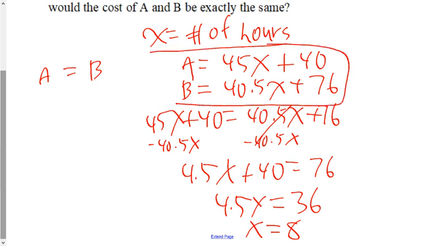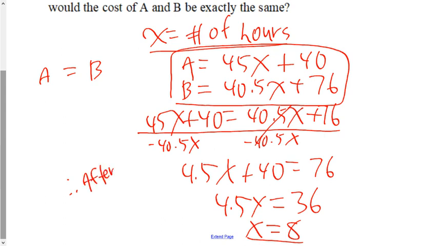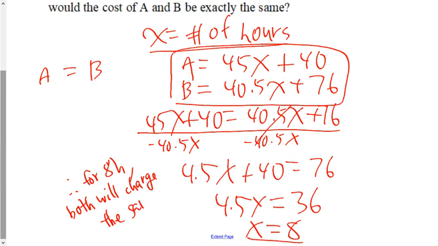Create two expressions that represent each plumber. Make an equation. Solve the equation. Therefore, after 8 hours, or at 8 hours, for 8 hours, comma, both will charge the same, or cost the same. Write a sentence to explain you knew what you did.